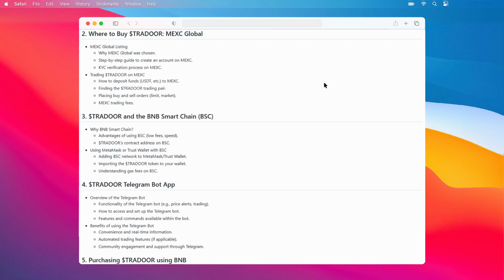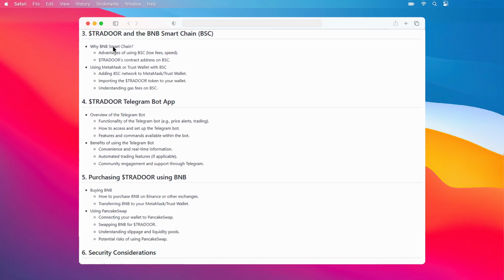Next, we'll walk you through using MetaMask or Trust Wallet with BSC, including adding the BSC network to your wallet, importing the Tradoor token, and understanding gas fees.